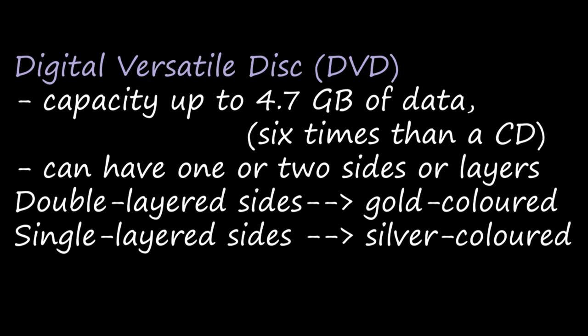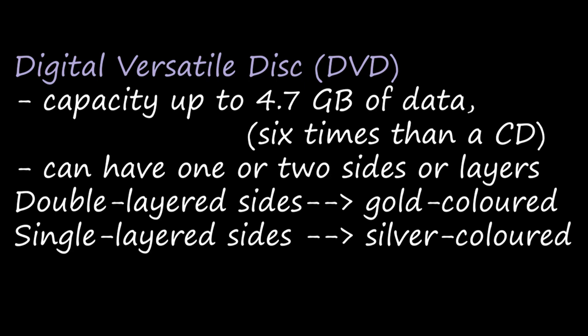Okay, we have seen silver colored CDs in our locality, right? So these are single layered or single sided CDs. If it is a double layered or double sided DVD, it will be gold colored. Okay, double layered means gold colored, single layered means silver colored.